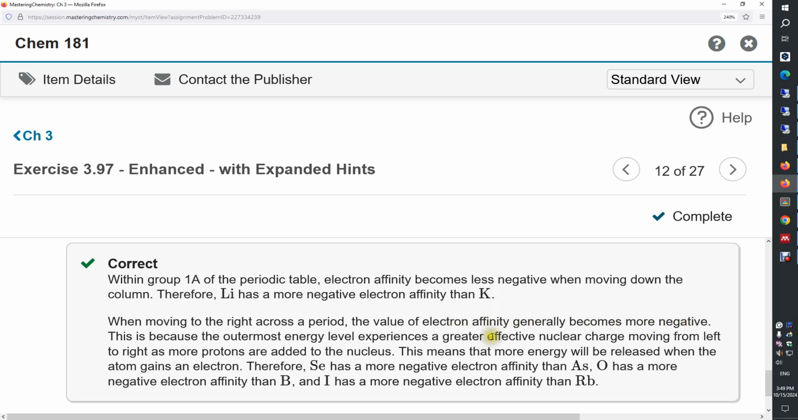So there are two trends, but usually I would just remember fluorine and chlorine are on the top right corner. When you compare two elements, whichever is closer to the top right corner has a more negative electron affinity.